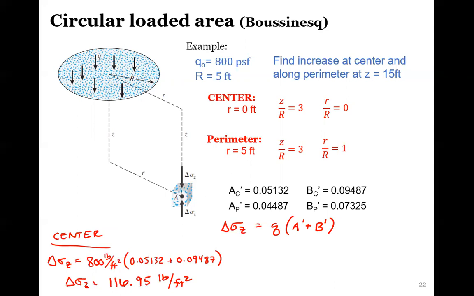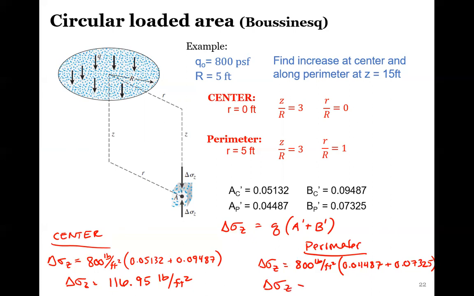So the perimeter delta sigma z is equal to, don't forget the 800 pounds per square foot, and then this is 0.04487, and then plus 0.07325. So that is 94.5 pounds per square foot.